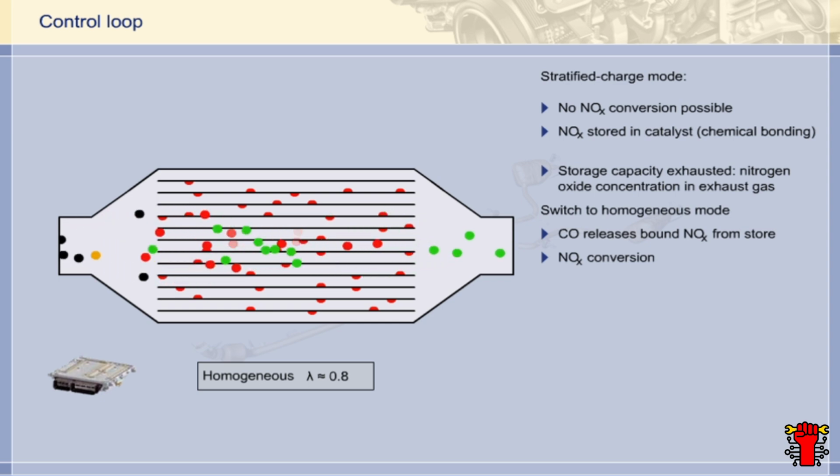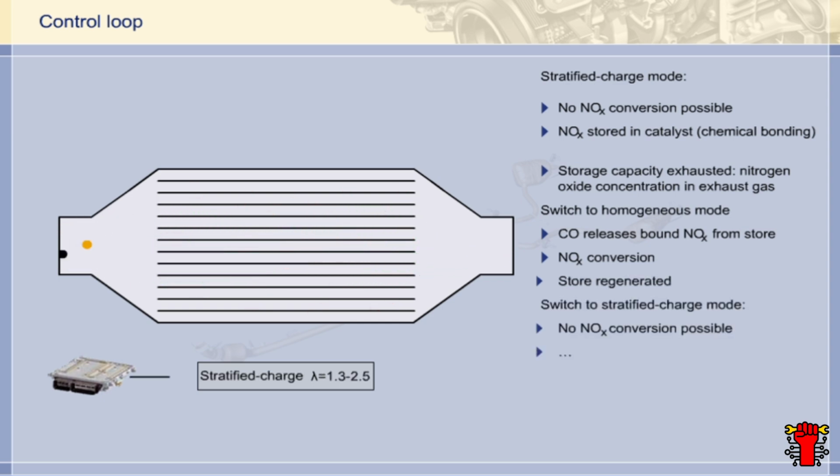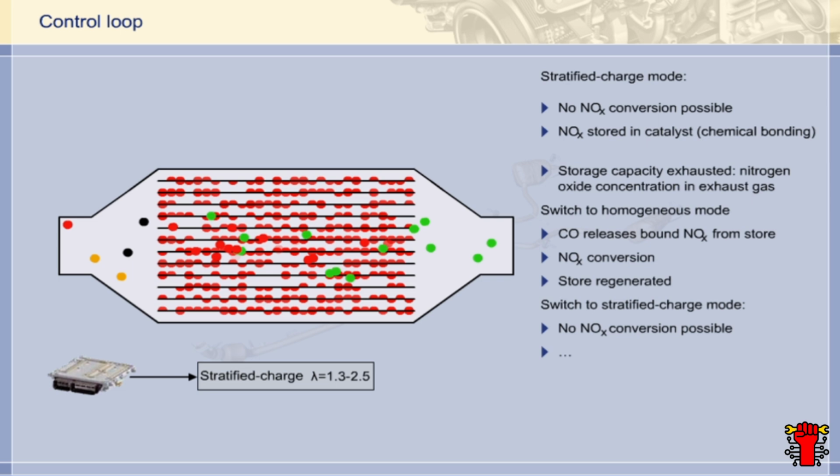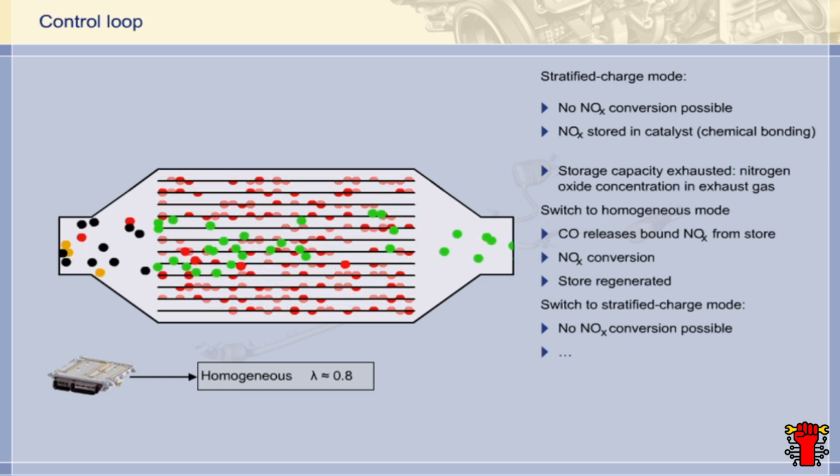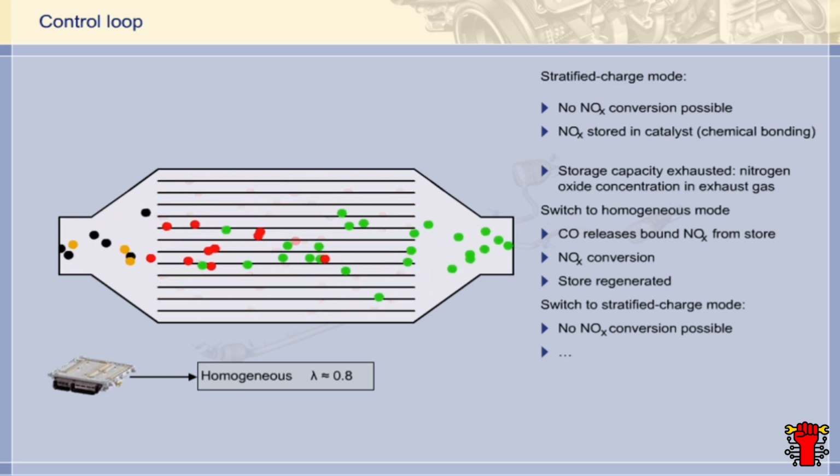In other words, the NOx store is vacant again. The engine can now be switched back to stratified charge mode. The control cycle starts again from the beginning. By the way, the NOx storage catalyst is dealt with in even greater depth in the study program Direct-Injection Petrol Engines.